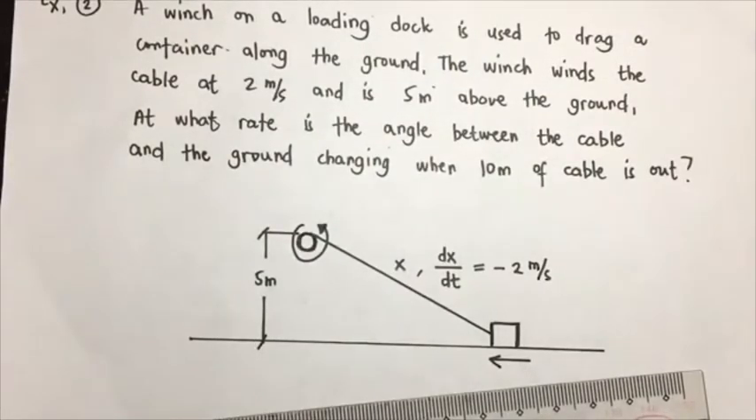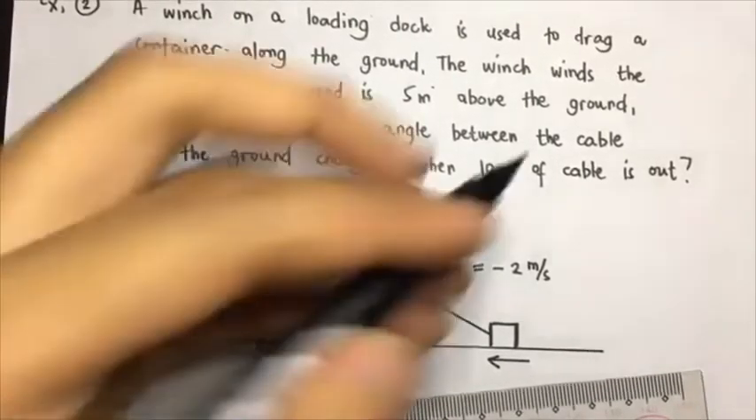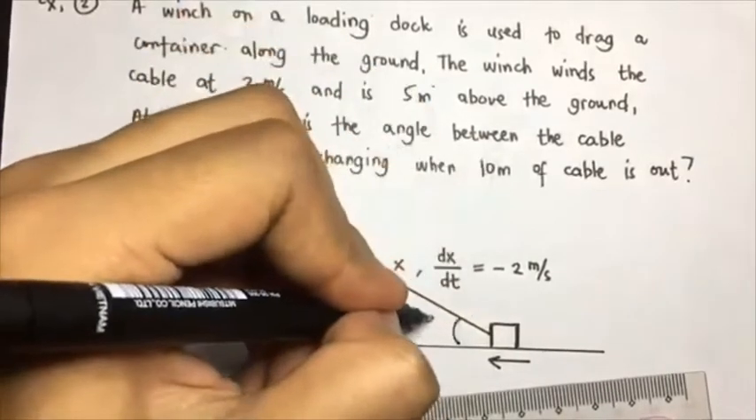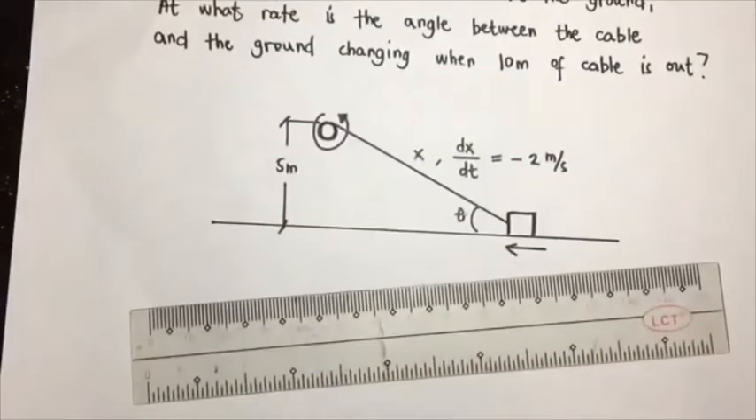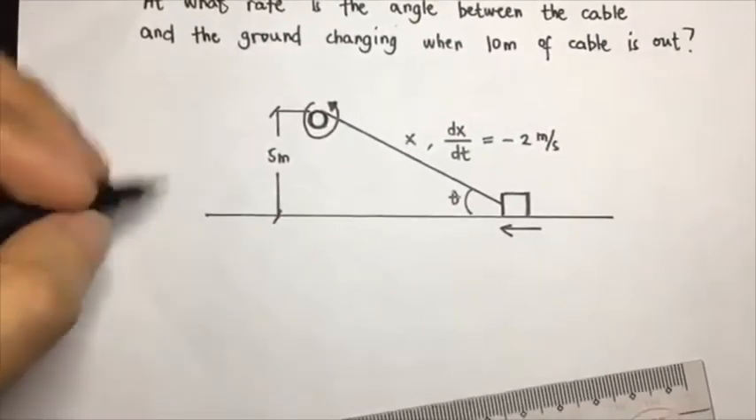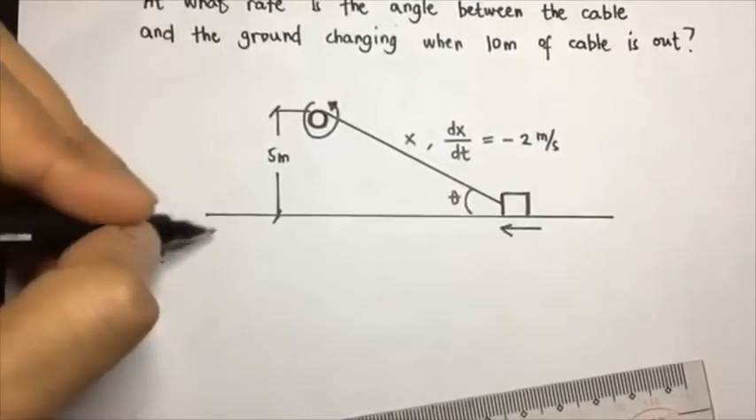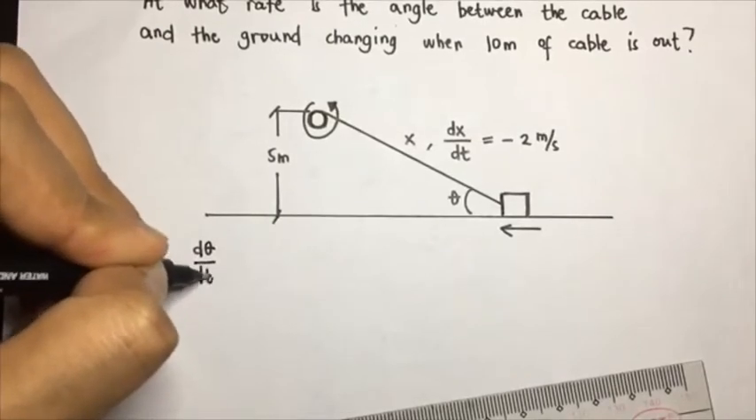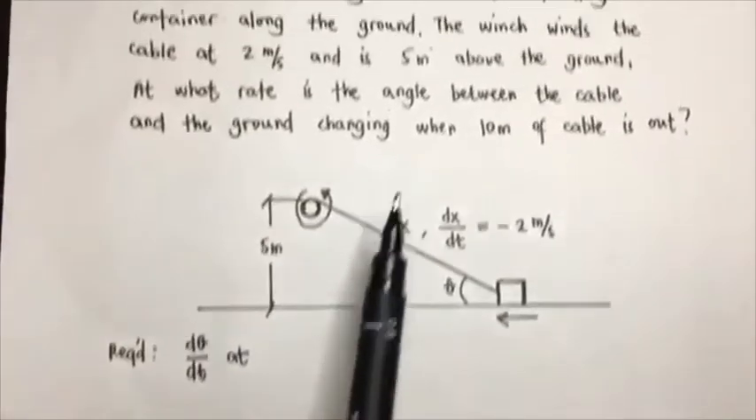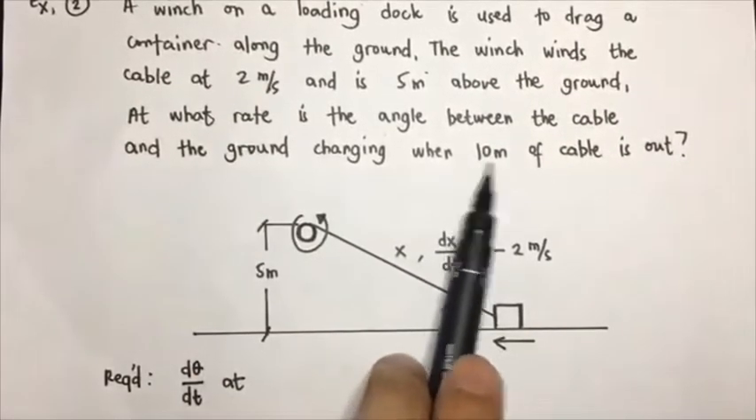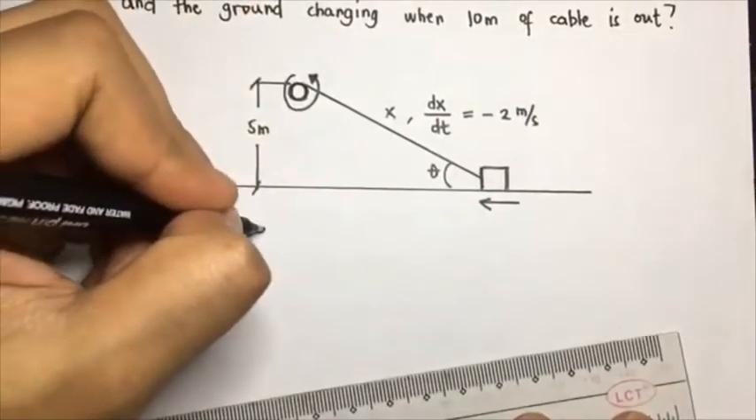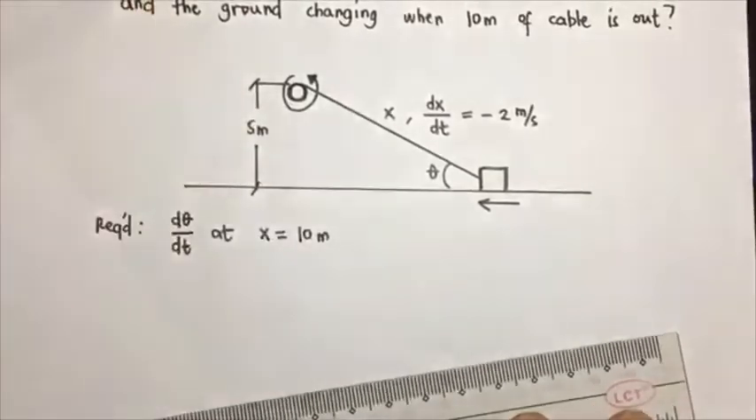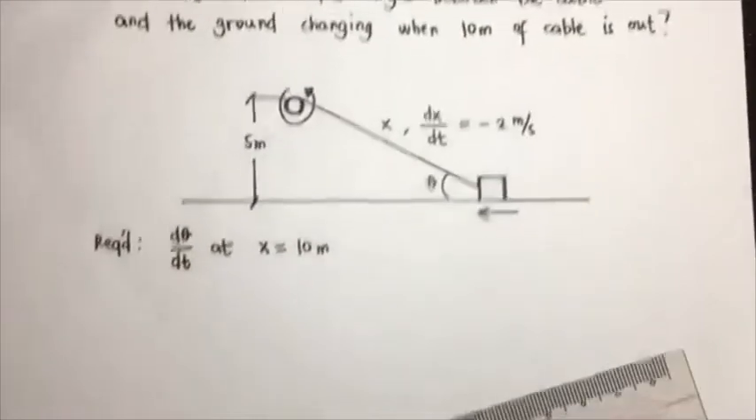So for the required in the problem, we are required to find the rate of change of the angle between the cable and the ground. This is the cable, this is the ground, so we must be looking for the rate of change of that angle. So our required is d theta over dt. The condition given is when 10 meters of cable is out, so that is at x equal to 10 meters.